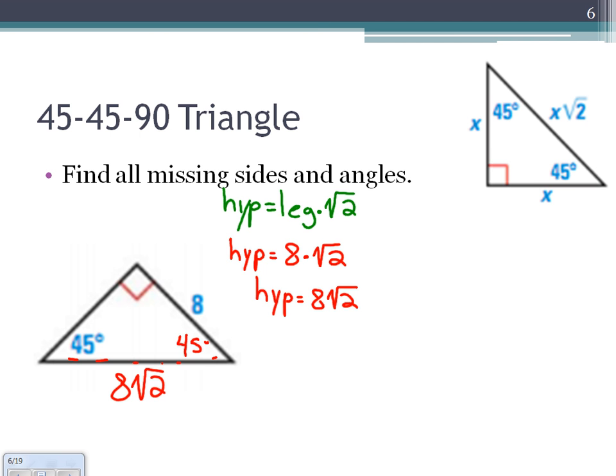This is exactly the same as 2x. 2x means 2 times x, but we don't put the dot in between them. So 2 times x is the same as 2x. It's the same thing as what we just did right there. Marshall?